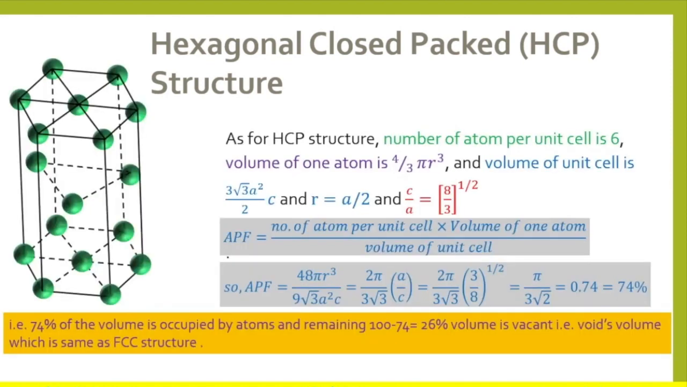Now as we know that the number of atoms per unit cell is 6 and the c by a ratio we already know, the atomic packing factor for the HCP structure also comes to 74%, which is the same as the FCC structure. So it means atoms here also occupy 74% of the volume and the remaining 26% of the volume is vacant.